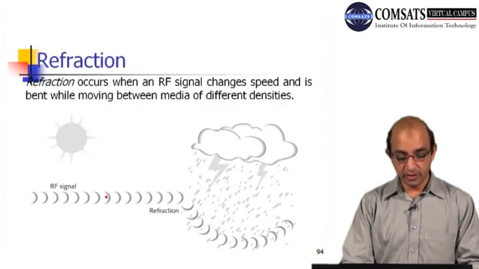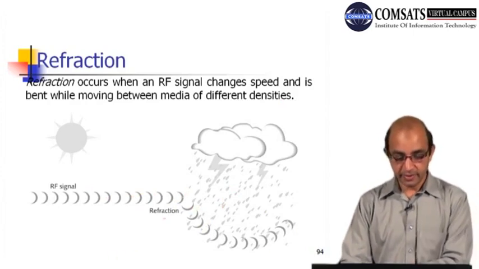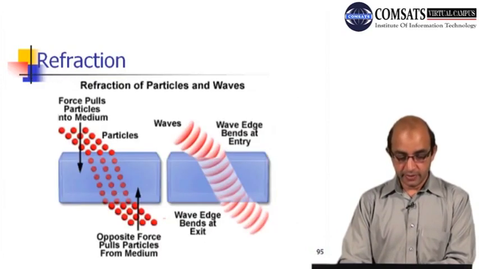So here we have clouds. Again, the density is changed, and you can see the refraction, right? So it's bending. Again, here we have shown bending in particles and bending in waves, refraction of particles and waves, right?